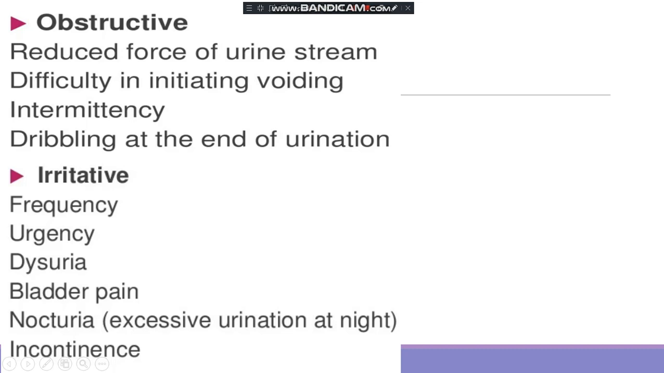So in case of obstructive, from the word itself, it is something related to any obstruction to the flow of urine. So the obstructive symptoms include reduced force of urinary stream, difficulty in initiating voiding, that is known as hesitancy, then intermittency, dribbling at the end of urination. Irritative include frequency, urgency, dysuria, that is difficulty in urination, bladder pain, nocturia, that is urination during nighttime, then incontinence. Okay, so these all are the obstructive as well as the irritative clinical features, symptoms of BPH.